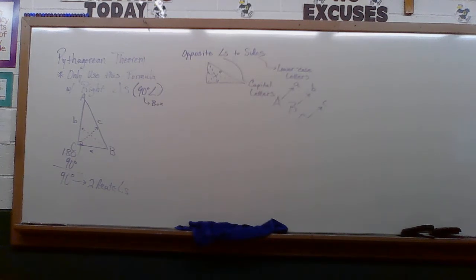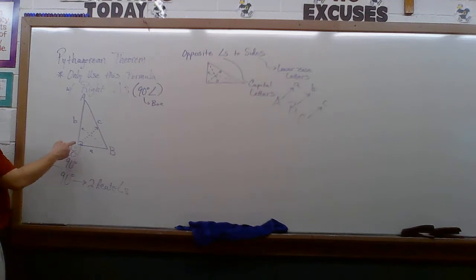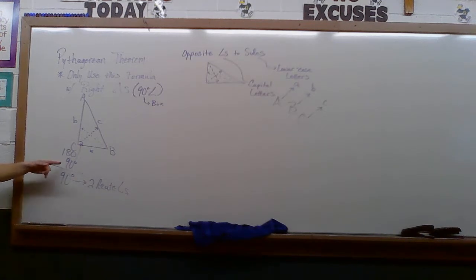Because if I have 90 and 100, 100 plus 90 is already what? 190, and all three of them have to add up to 180. Okay? So, if my right angle is 90 degrees and the other two have to be combined 90 degrees, what's true about that right angle in this particular triangle? It has to always be the what angle?